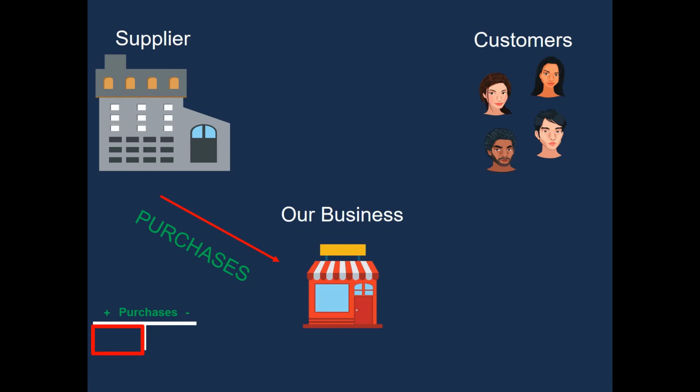And if we sell goods to our customers, we would classify that as sales, and in our sales account we would enter the transaction on the credit side, because sales is an income and our income increases on the credit side.